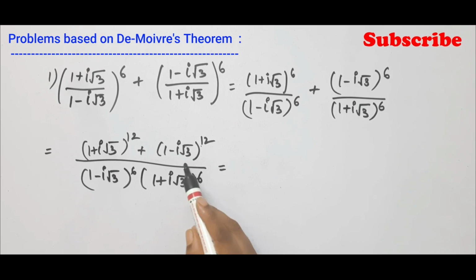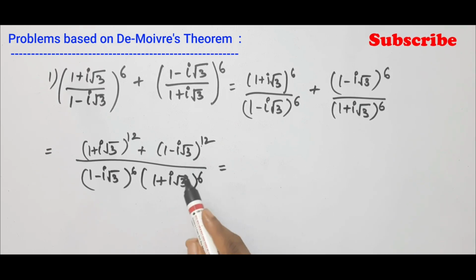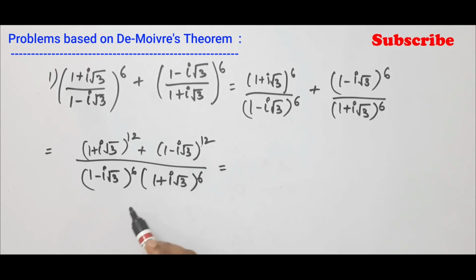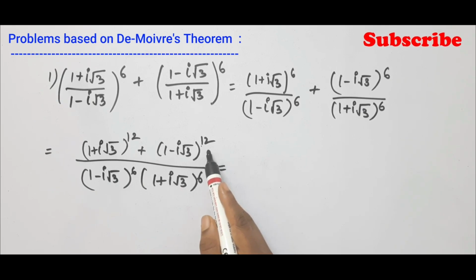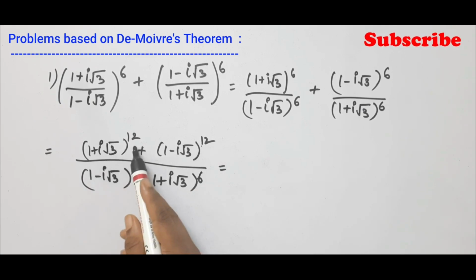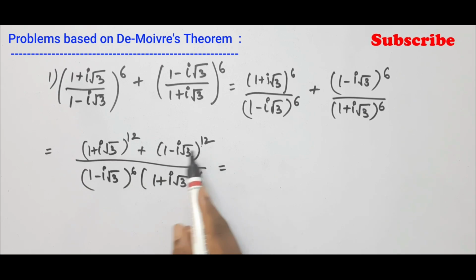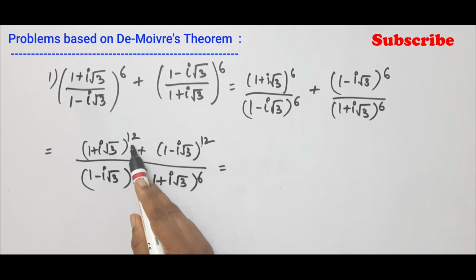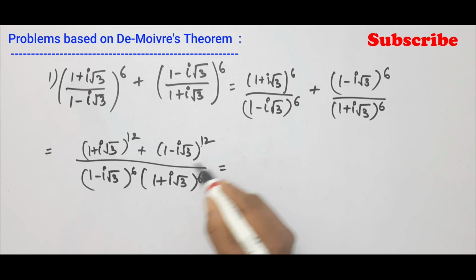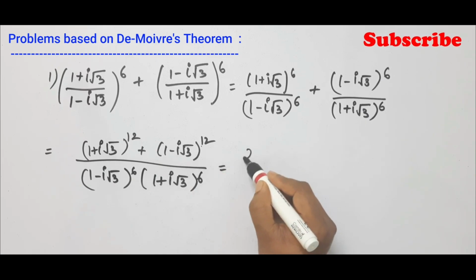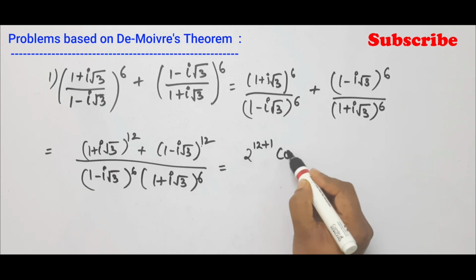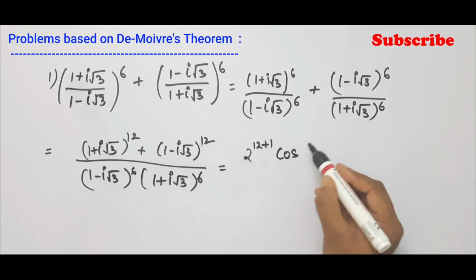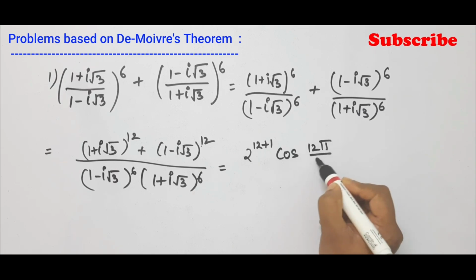Now for the numerator, apply the shortcut formula which we learnt in the previous video, that is part 1. Just apply it. Here (1 plus i root 3) whole power 12 plus (1 minus i root 3) whole power 12. So in place of n, here it is 12. So by using the shortcut formula, the numerator value will be 2 power n plus 1, that is 2 power 12 plus 1, into cos n pi by 3. n is 12, so 12 pi by 3.